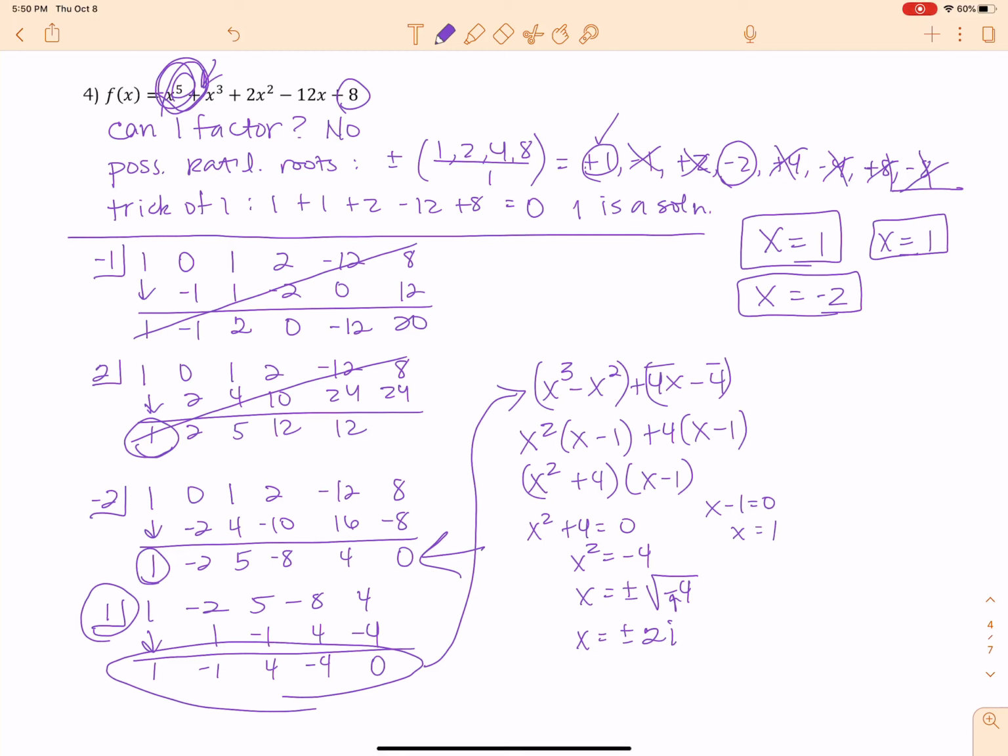All right, so my other two solutions up here, I've got positive 2i and I've got negative 2i. Remember, those always come in pairs. So there's my 5 solutions, just like that.